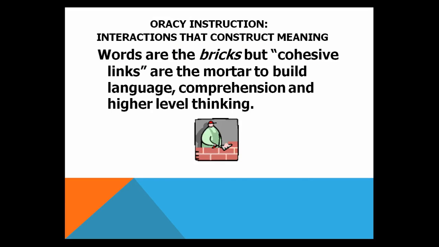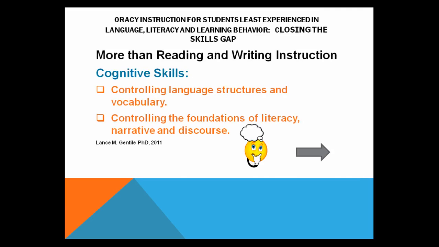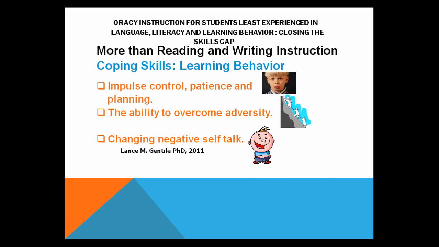Ultimately, words are the bricks, but these cohesive ties or these cohesive links are the mortar to build language comprehension and higher-level thinking. And until our students control those structures and those links, their ability to interpret language and understand what it is they're reading and writing is very limited. So we take a hard look at all of this from both developing cognitive skills, controlling the language structures and the vocabulary, controlling the foundations of literacy, narrative, and discourse, and then we look also at coping skills, the learning behavior of our kids.